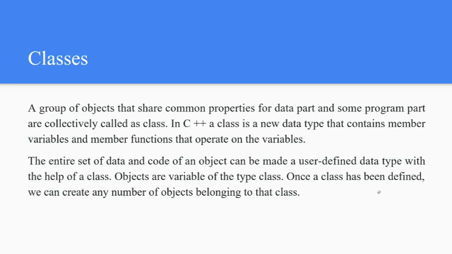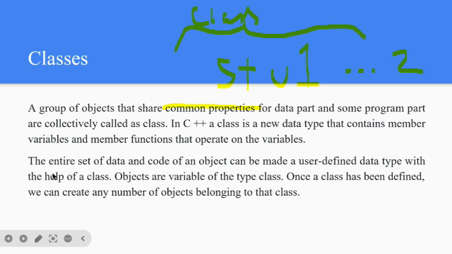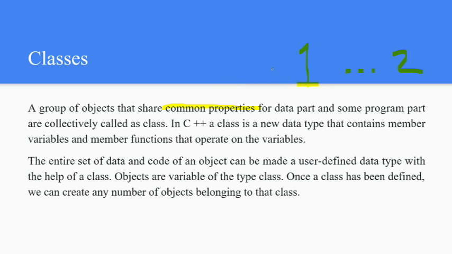Now a group of objects that share common properties for data parts and some program parts are collectively called a class. So like I told, for the student object, we can have multiple objects, right? Like student1 and then student2. These are all made from a singular class, right? They share common properties. So student1 and student2 will always have properties such as name, class, and everything. Every data member is going to be stored.